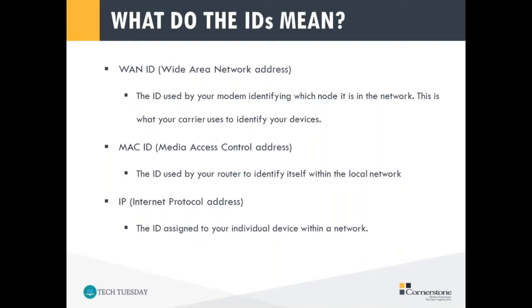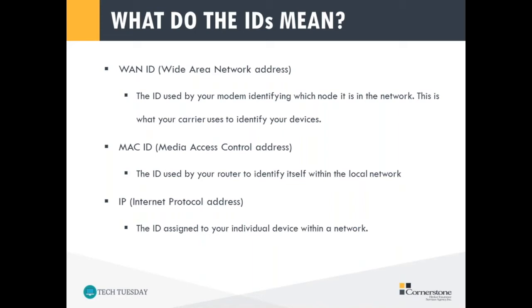Typically, the highest up you'll ever go into the hierarchy of networks is a WAN, or a wide area network address. That's the ID that your modem uses, identifying which node it is on your ISP's network. This is basically exactly what your carrier uses to identify your devices connecting to your connection. It is probably one of the most important IDs that no one ever remembers, but it's typically printed on your router.